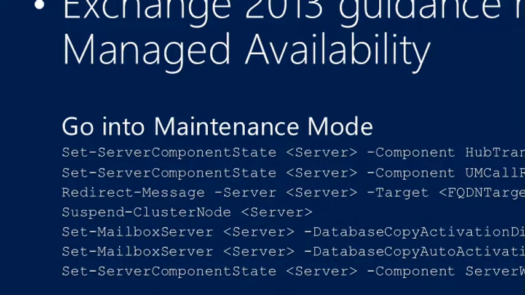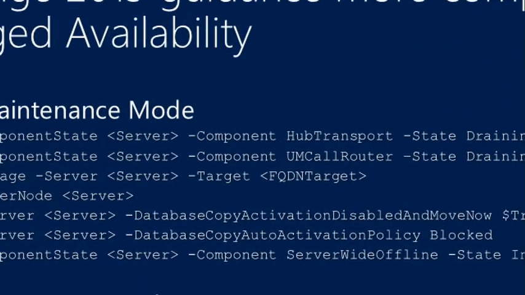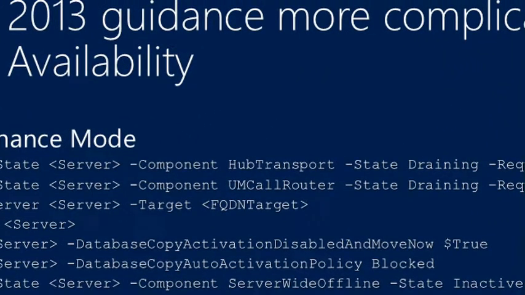And managed availability is broken down into groups of components. So as an example, one of the components that you can see here is called Hub Transport. So Hub Transport, that managed availability component, basically translates into all of the transport services and activity that could be running on that server at any given time.